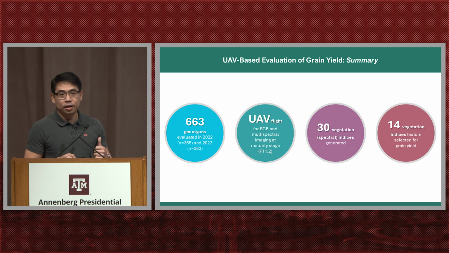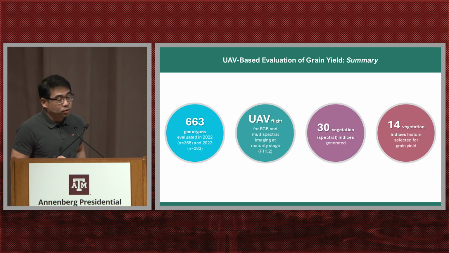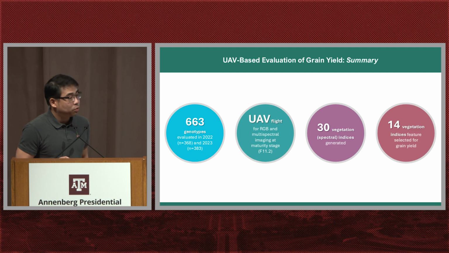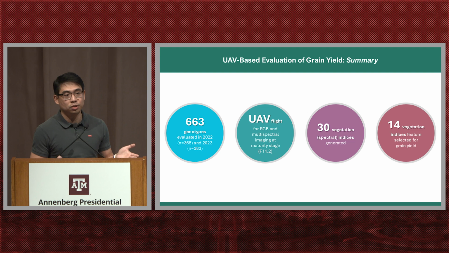For the UAV flight, I just used one, the flight at maturity that is closest to harvesting. I generated a total of 30 vegetation indices, and I employed recursive partitioning and a regression tree model to do feature selection. I have three feature selection evaluations: one using just the 2022 trial, one using 2023, and one using the BLUEs across years. Norm NIR and GR-NDVI were selected in all three evaluations.